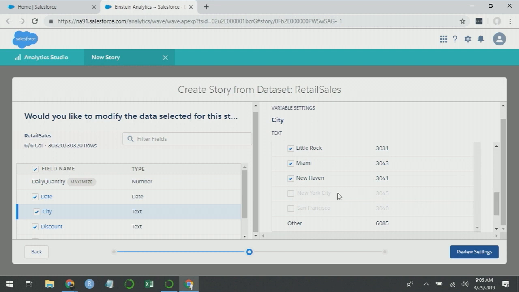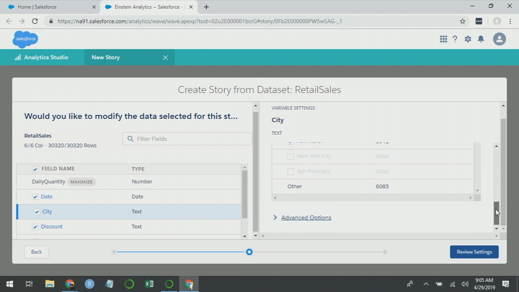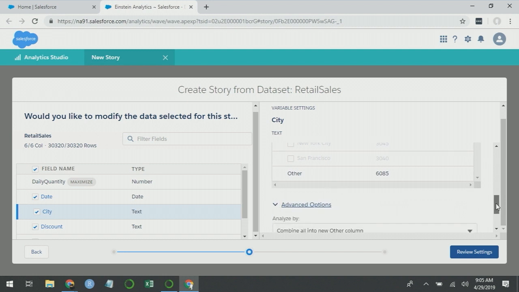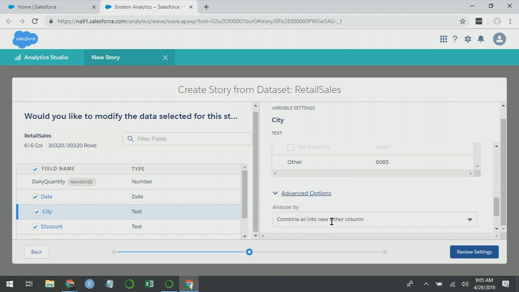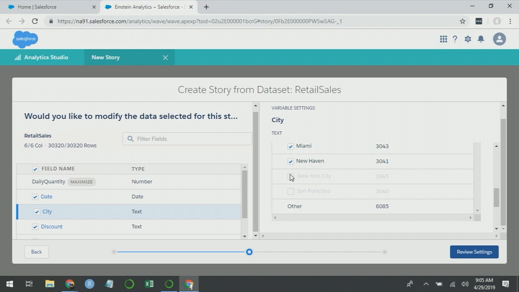However, suppose that I don't want New York City or San Francisco in this analysis. If I scroll down further in Advanced Options, I'm given the option to either combine all into a new Other column or drop them from the analysis. So you do have the flexibility to subset by categories here. For this analysis, we're going to include New York and San Francisco.